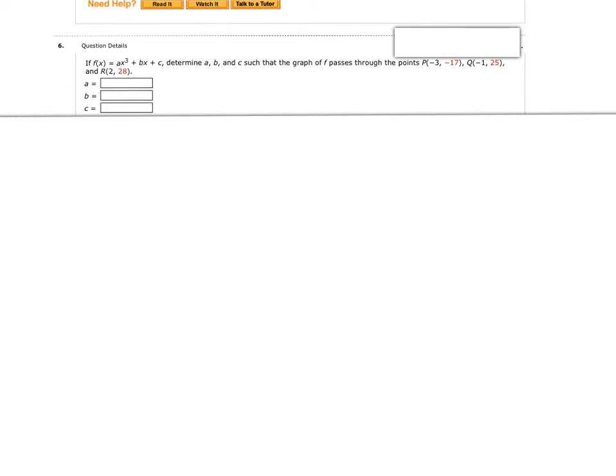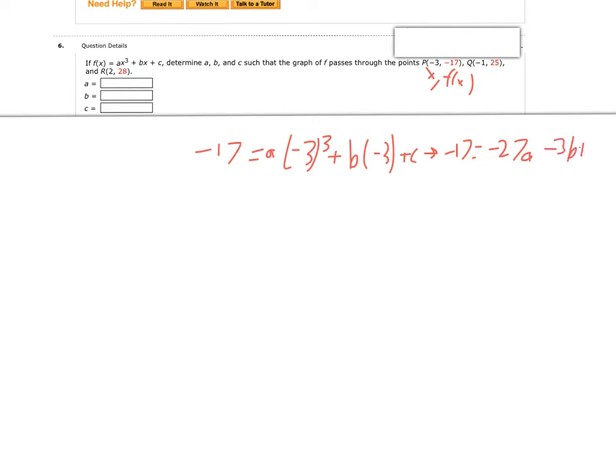All right, next up here, what is it saying here? Oh, so it's giving me 3 points and it's giving me a function. So I know that these are all x's, and then these are f of x's, so I can plug all of these in for x and y, and leave a, b, and c as variables. So my first one will say negative 17 equals a times negative 3 to the 3rd power, plus b times negative 3, plus c. Now I would simplify that to say negative 17 equals negative 27a minus 3b plus c.